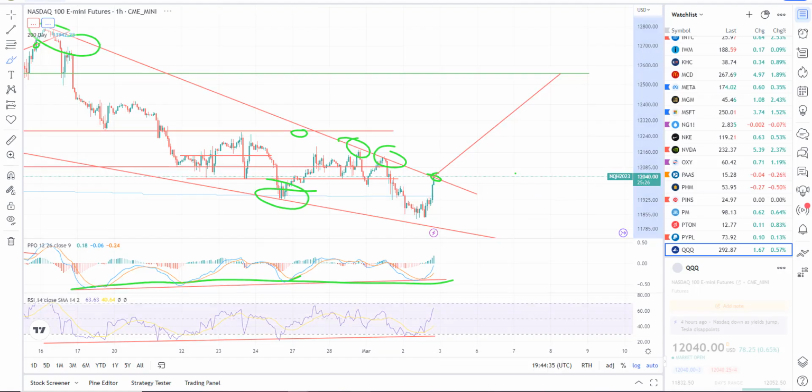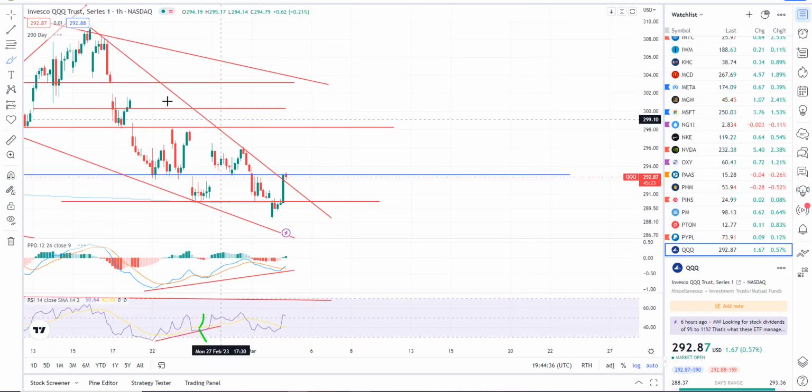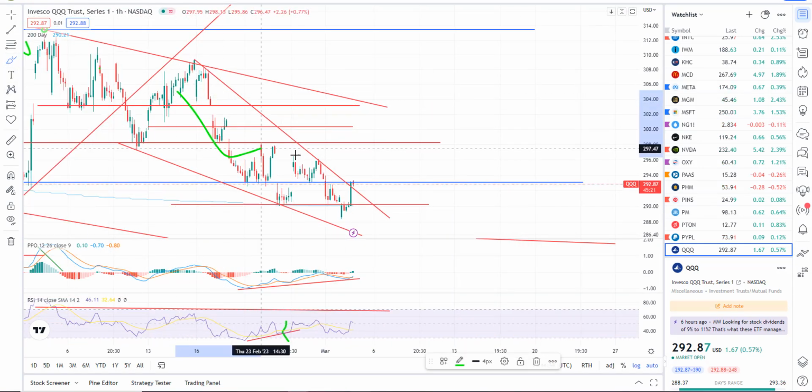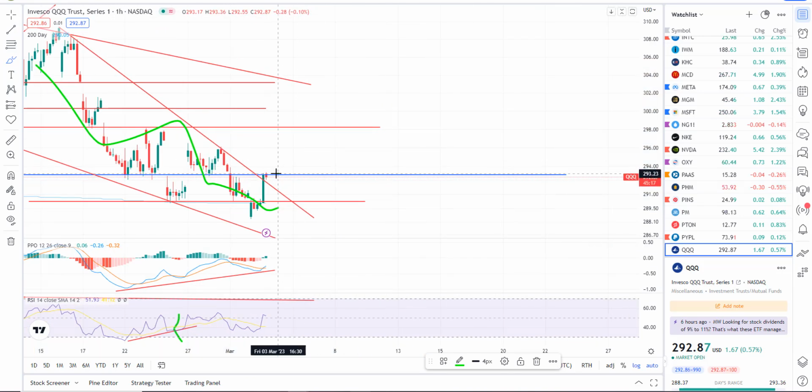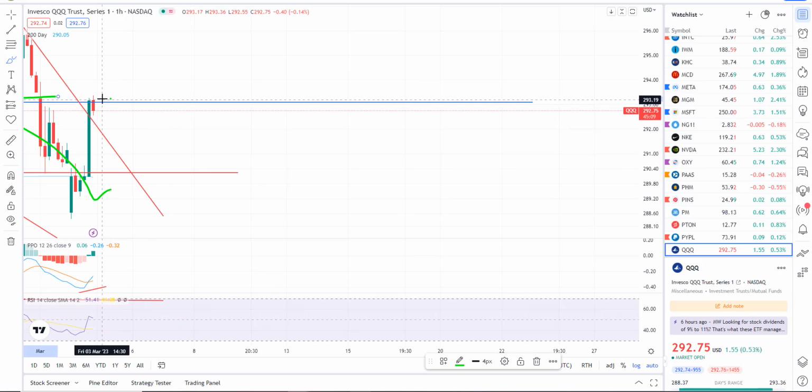Let's look at triple Qs. Same kind of setup. You've got this bullish falling wedge pattern, bullish divergence on the hourly, no breakout. There is some resistance right there, about 293. You can see that is the former. We've just had lots of reactions right there, and that's where we're at.